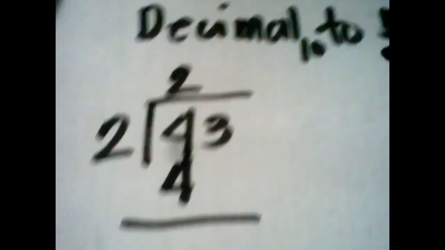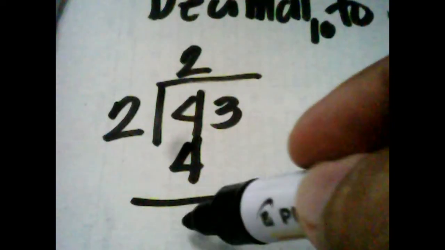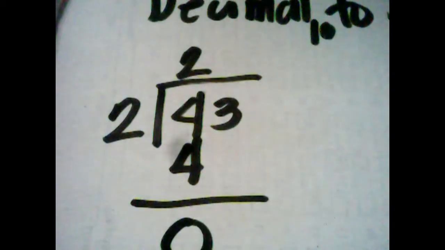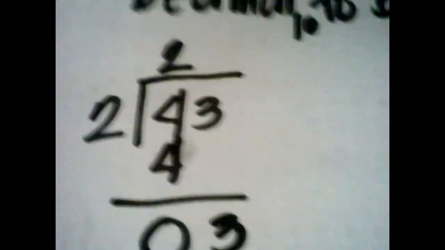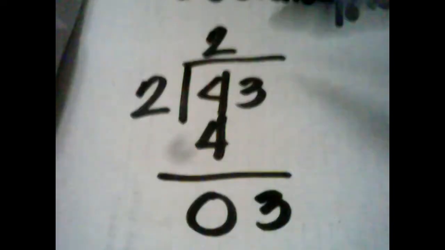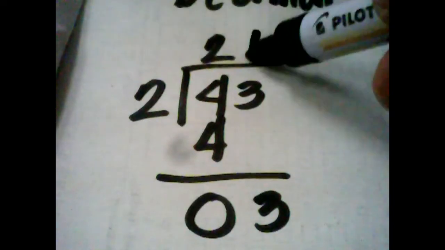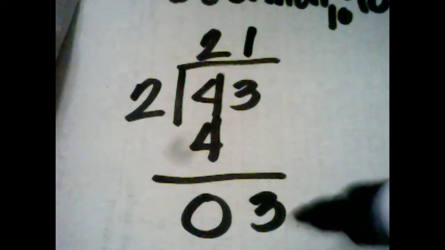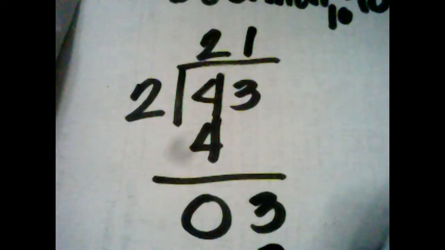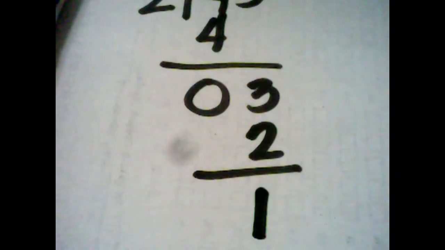So we subtract, the difference is 0. Then we bring down 3. So 3 will be divided by 2. So we have 1, 2 and 1, so we have a product of 2. And we have a remainder which is 1. So this is our least significant bit.